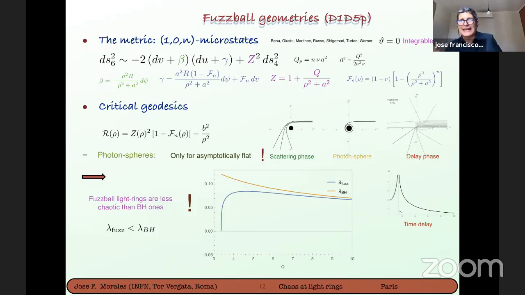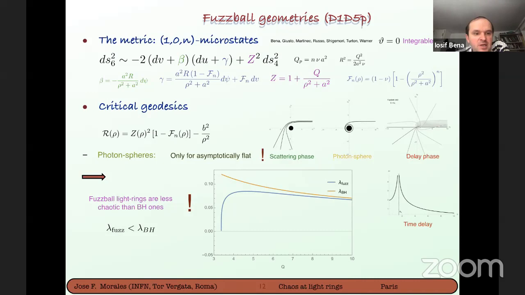I will come now exactly to these non-extremal geometries. This is a good point. What is the lambda of the black hole here, Jose? Because do you mean a D1, D5, P black hole with AdS3 asymptotics? Or? Exactly. You compare with that.